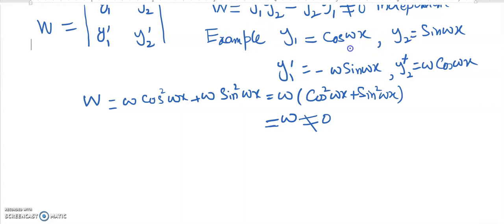Since we know that for a homogeneous second order equation, if the characteristic equation has complex conjugate roots, then the solutions are in terms of cosine omega x and sine omega x. So in those situations, the solutions of the characteristic equations are of this form.